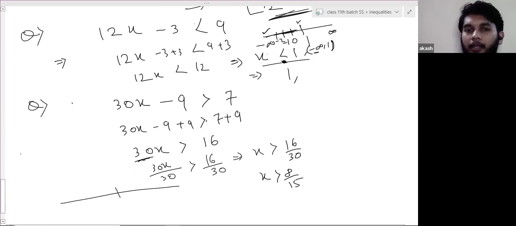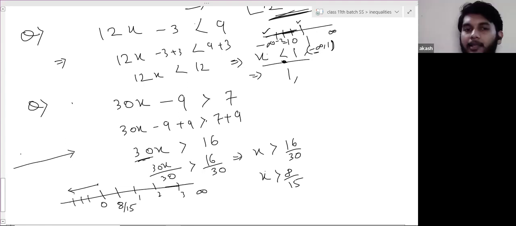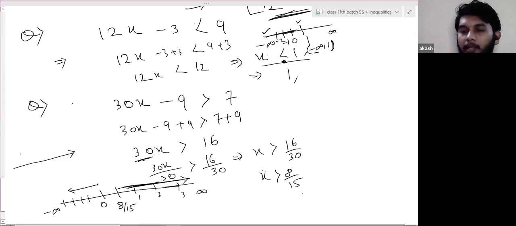In the number line, 8 by 15 is here. See, x is more than 8 by 15. Remember this: if you move from left to right in a number line, things get more. If this is 0, this is 1, this is 2, and so on. If you move from right to left, then things will become lesser and lesser. So this is minus infinite. So x is more than 8 by 15. So which line? This line, from here to here. So what should I write?